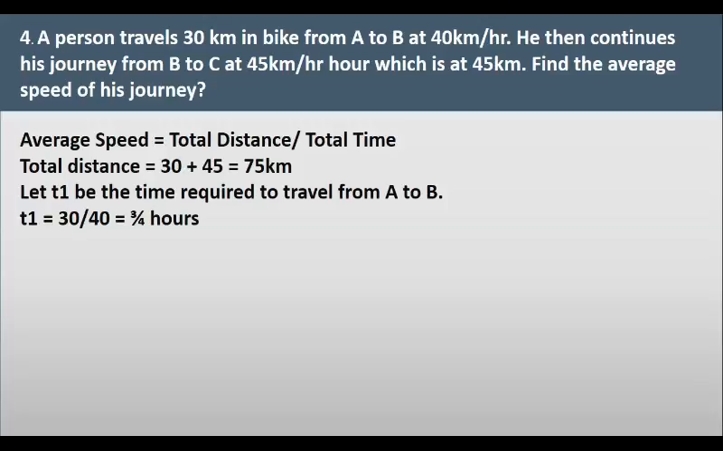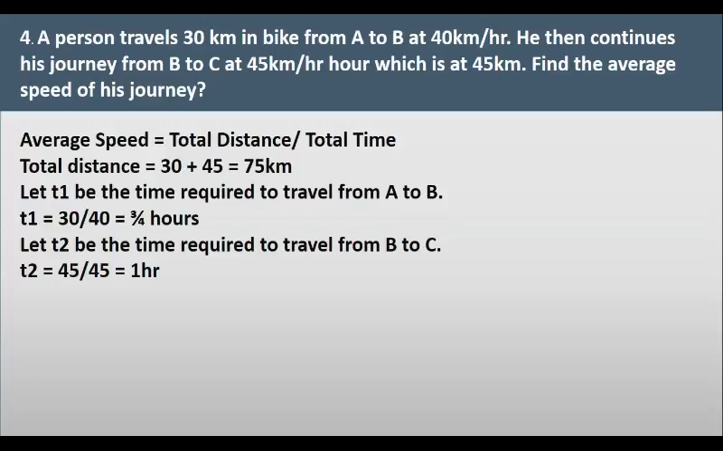In the next step, let us assume that T2 is the time taken by the person to travel from B to C. Calculating the value of T2 in the same way, we get 45 by 45, which is equal to 1 hour. Now we can see that the total time taken to travel from A to C would be equal to T1 plus T2, which is 1 hour plus 3 by 4 hours, giving us 7 by 4 hours.